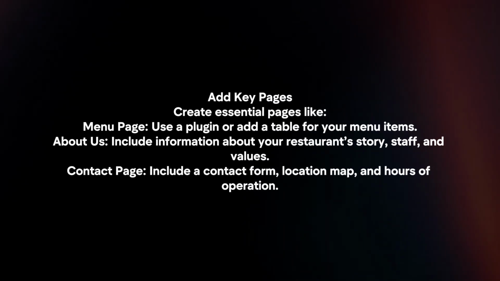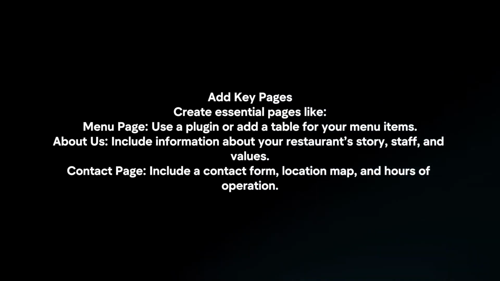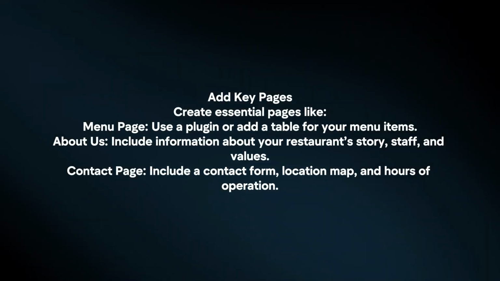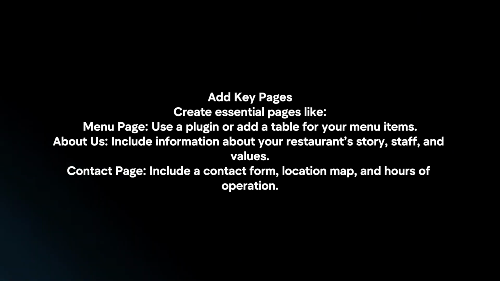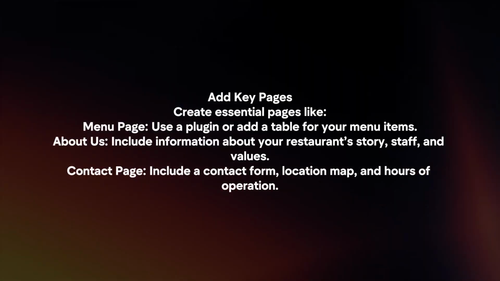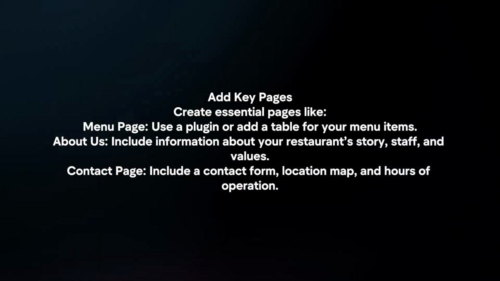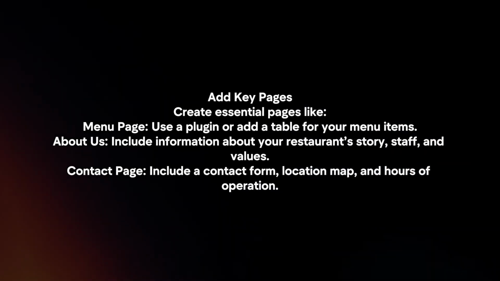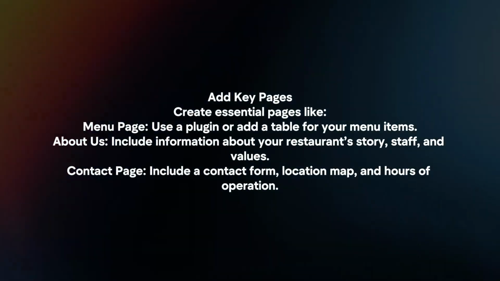Add key pages. Create essential pages like Menu Page. Use a plugin or add a table for your menu items. About Us. Include information about your restaurant's story, staff, and values. Contact Page. Include a contact form, location map, and hours of operation.